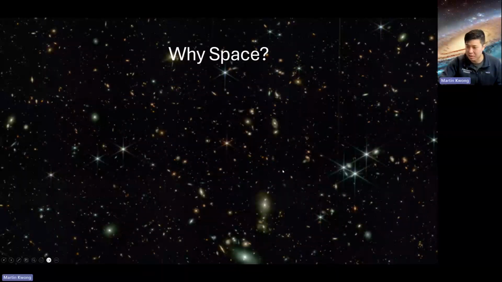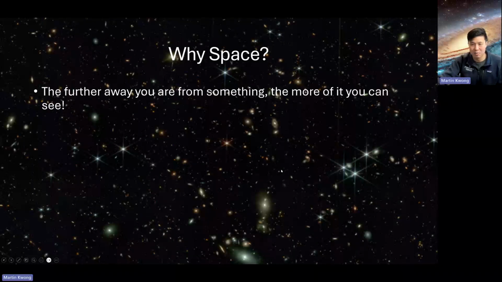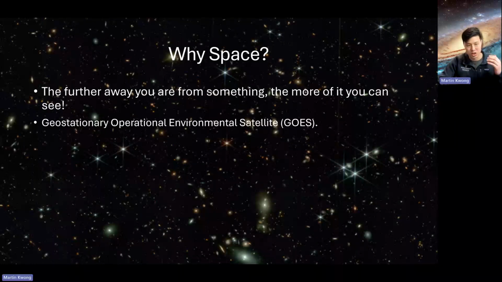So also, why space, right? Why is this space optics fundamentals? The further away you are from something, the more of it you can see. The Geostationary Operational Environmental Satellite, GOES, is the current generation of geostationary satellites that are in orbit right now, which have the Advanced Baseline Imager.